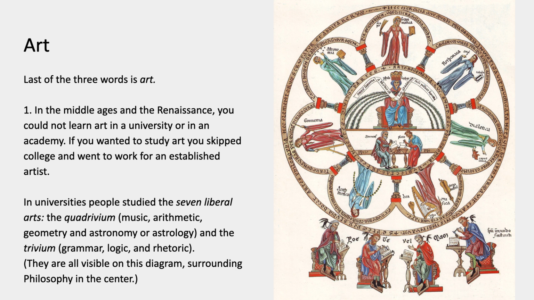They're in those what are called lunettes, in the seven doorway-like shapes around the center. And that figure in the center is philosophy wearing a crown, and underneath there's Socrates and Plato. So that's what was taught in universities. There was no place for visual art in universities.